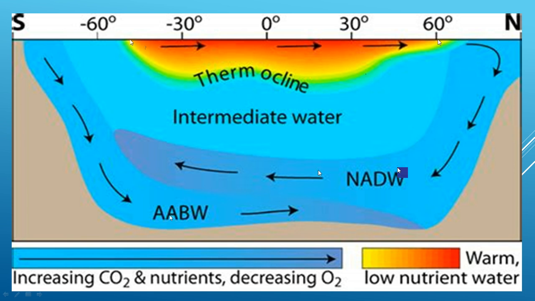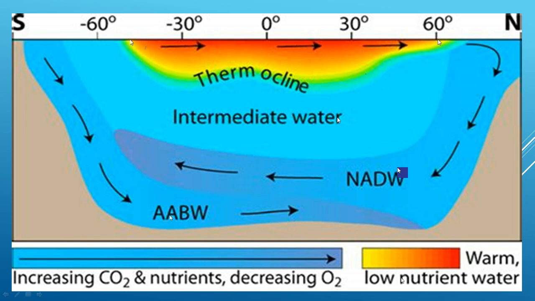Why is that? Respiration. You have organisms utilizing O2 for respiration. CO2 is a byproduct of respiration. Okay? So here, in this yellow, orangey, and reddish color indicates warm, low nutrient water. That's because the thermocline is a barrier, especially centered around the equator, that really prevents mixing, so you can't get nutrients into the photic zone for photosynthesis to take place.